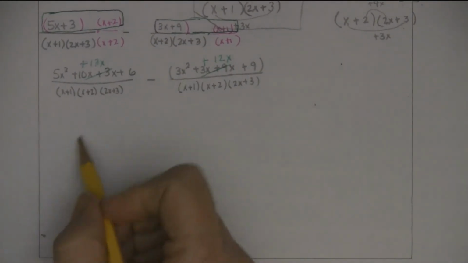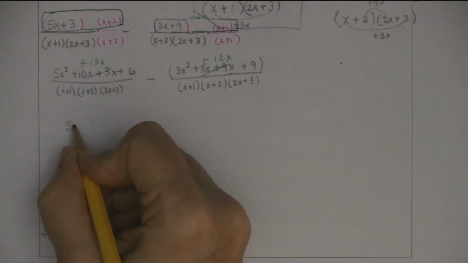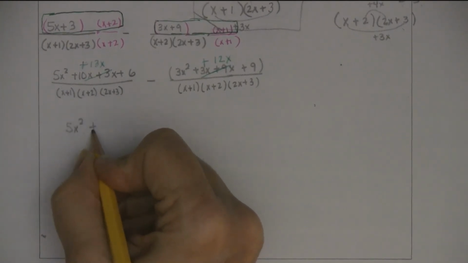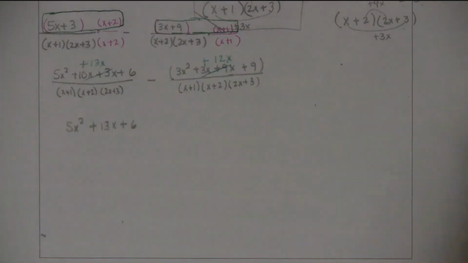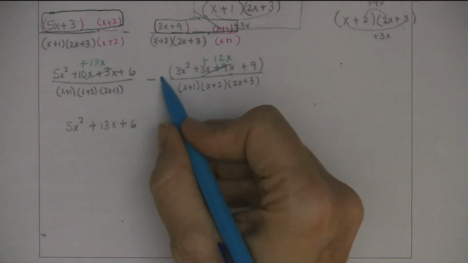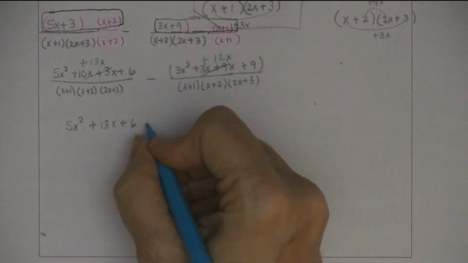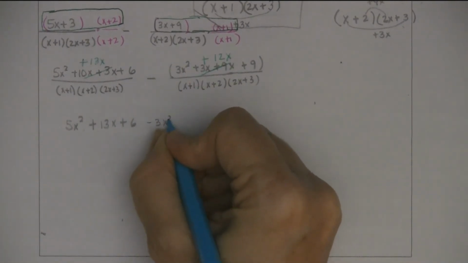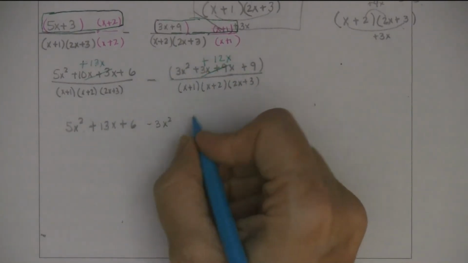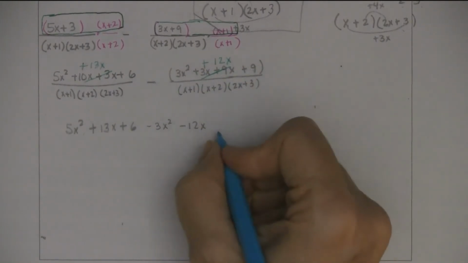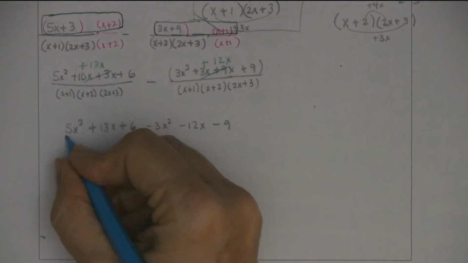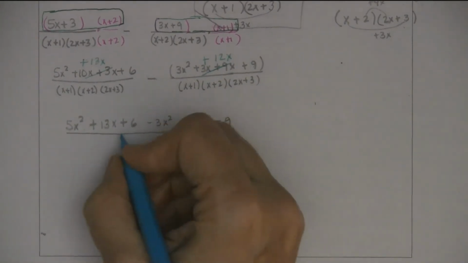So, combining like terms, I have here 5x squared plus 13x plus 6. And then I'm going to distribute the negative. So a negative times here is negative 3x squared. A negative times a positive is negative 12x. A negative times a positive is a negative, all divided by those same three.